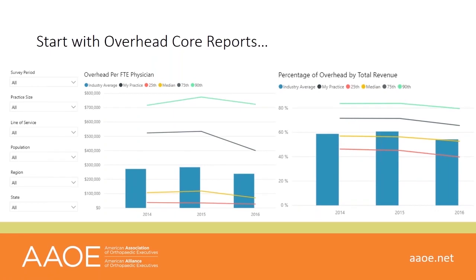So on the next slide, you'll see a snapshot of our core reports as it relates to overhead. This is overhead per full-time employed physician and the percentage of overhead by total revenue. Both of these reports serve very specific and really good purposes. And as you can see, they all start out with 0 filters.